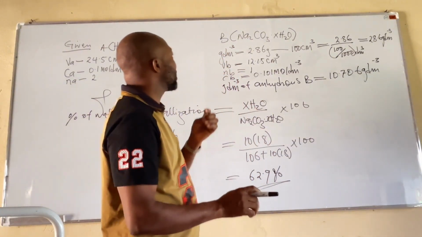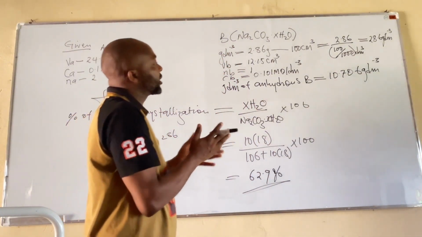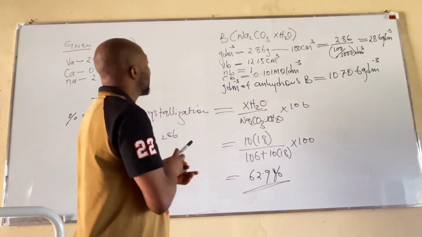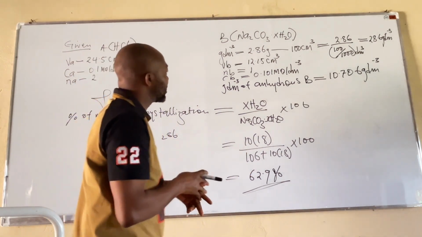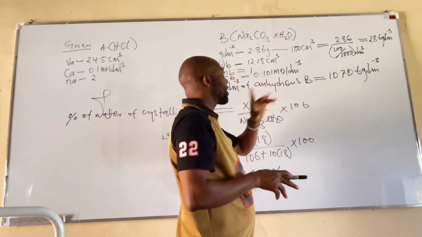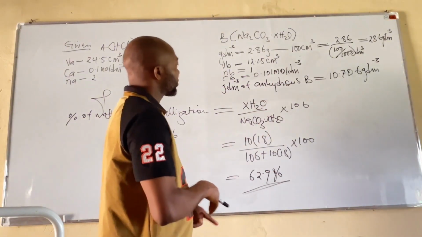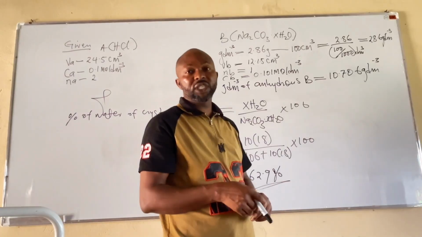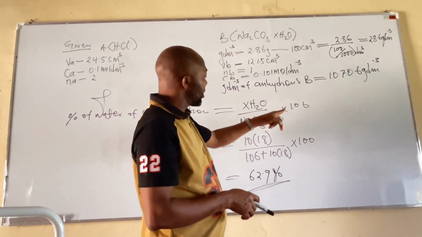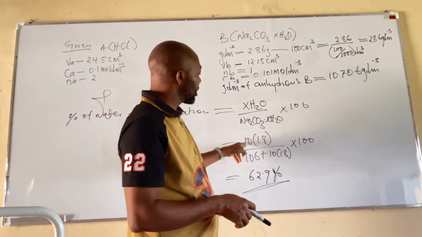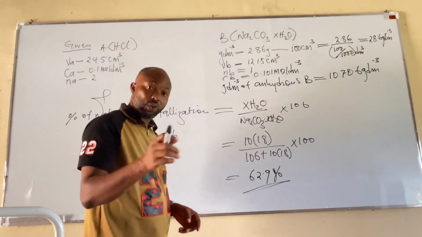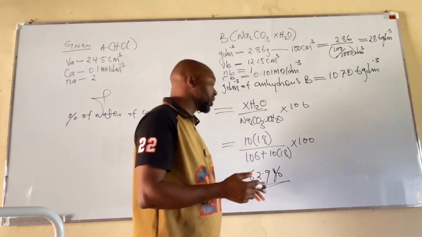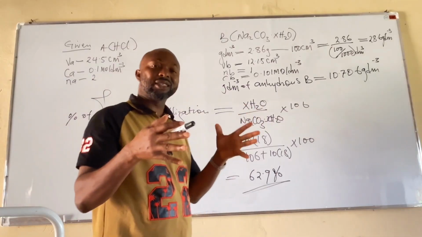So in the question, we were asked for the molar concentration of the base, which is 0.101. That was our first answer. The second answer was the number of moles of water of crystallization, which from my calculation is 10. And finally, the third one is the percentage of water of crystallization, which is 62.9. These are the three answers.